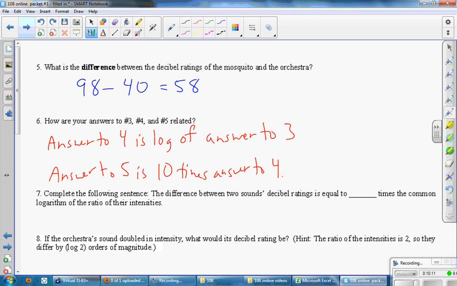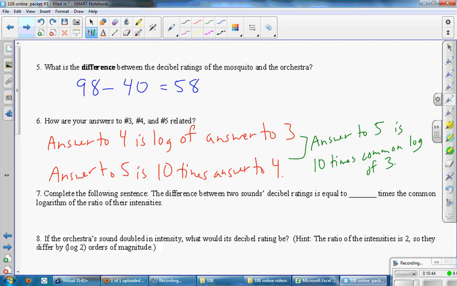Putting those two red sentences together, we see that the answer to 5 is related to the answer to 3. The answer to 5 is 10 times the common log of 3. Really take your time to process and digest and do these examples a few different times. This is not easy.